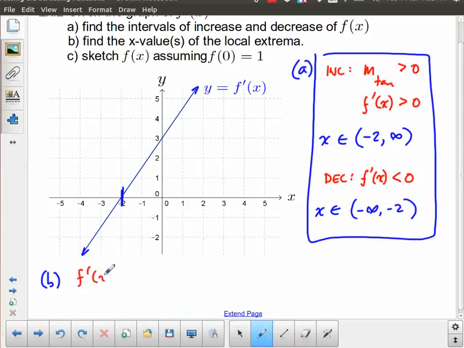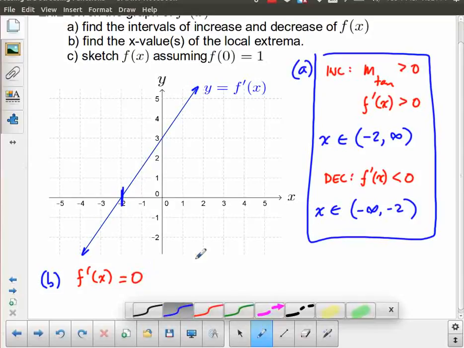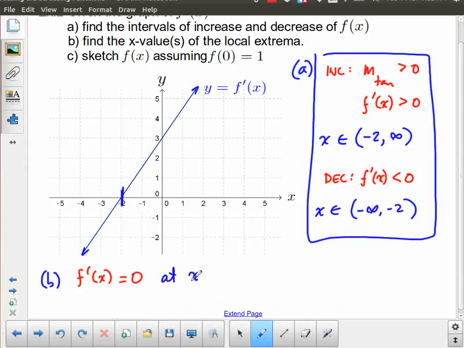Local extrema come from f prime of x equal to 0. And so where is f prime of x equal to 0? That is occurring at x equal -2. So that is my local extrema. Or at least that is the x value, or the x coordinate of the local extrema. And now let's sketch f of x, assuming that f of 0 is equal to 1.